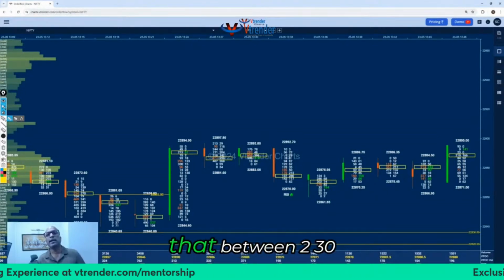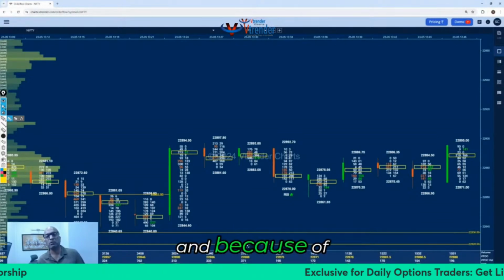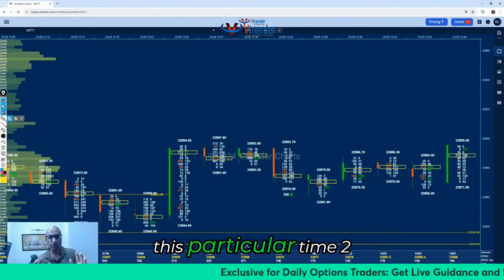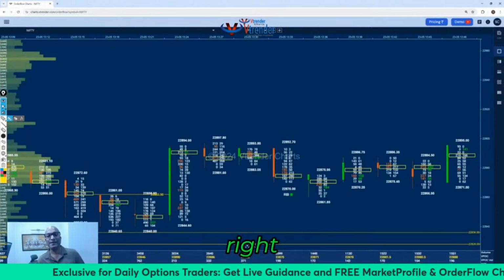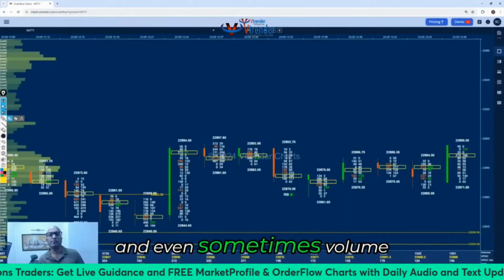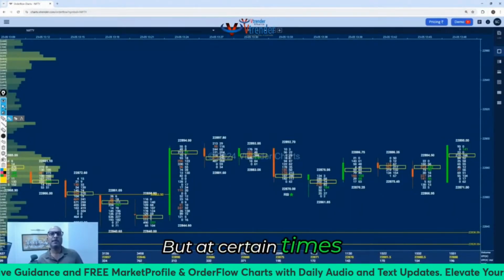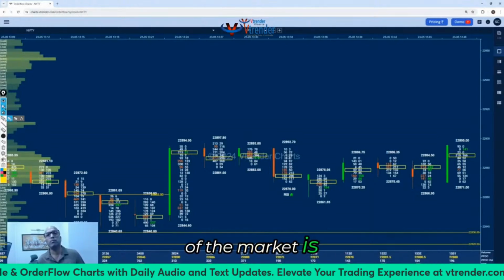So you know that between 2:30 and 3:30, because of the option plays and because of settlement pressure, the market works differently, right? And at that point of time, the time becomes more important than price and even sometimes volume. But at certain times, let's say about 9:15 to 10:15, the volume component of the market is more important.